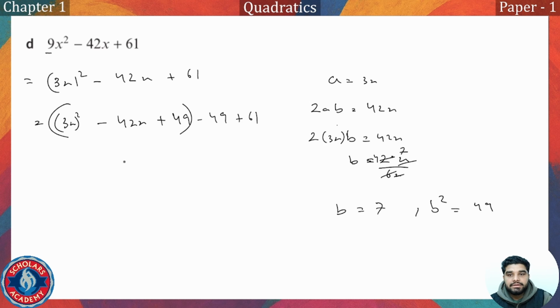We'll convert this to a whole square. That will be the a term is (3x minus 7) whole square and plus 12. That should be our answer.